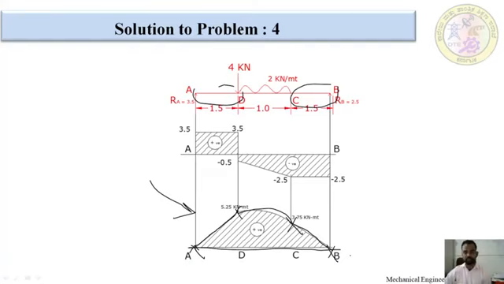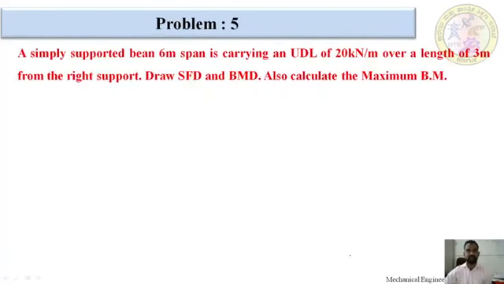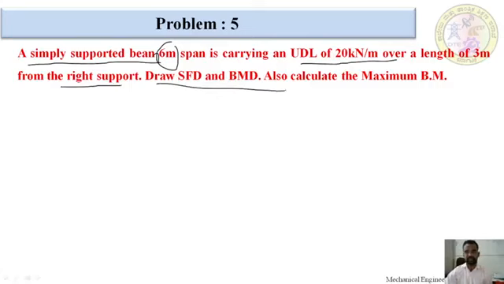Next we will move to problem number 5. This is problem number 5. They have also given a simply supported beam. This beam of 6 meter span carries a UDL of 20 kilonewton per meter over a length of 3 meter from the right support. This is not from the left support as in the previous problem. This is from the right support. Draw SFD and BMD. Also calculate maximum bending moment. Where could it happen? I will explain the maximum bending moment in this session.